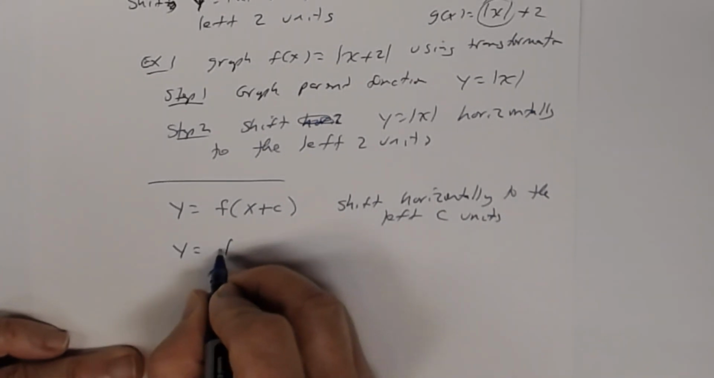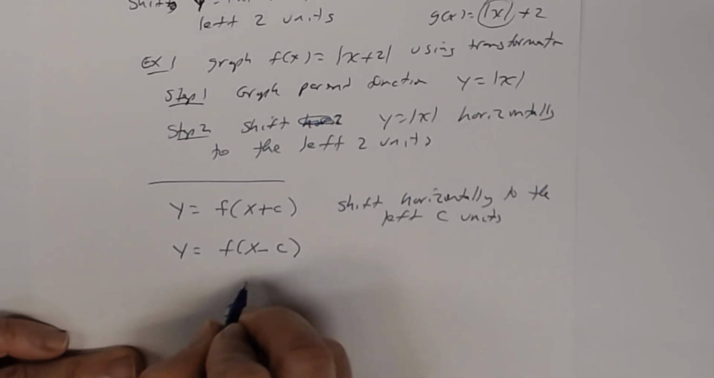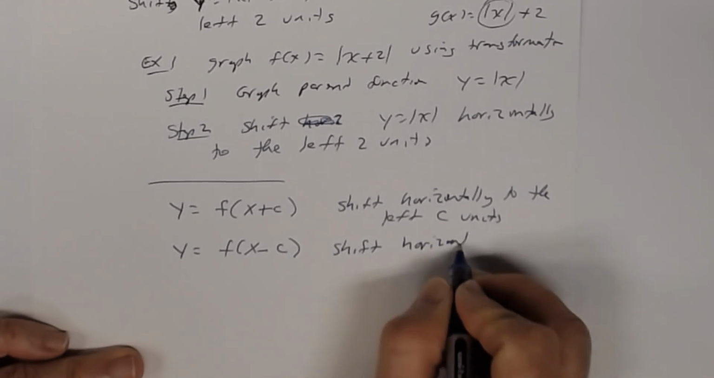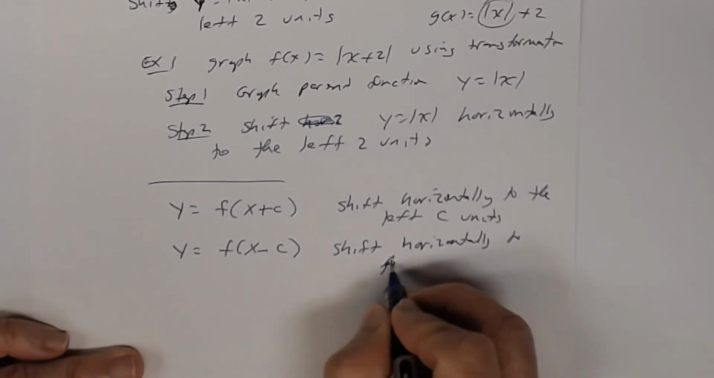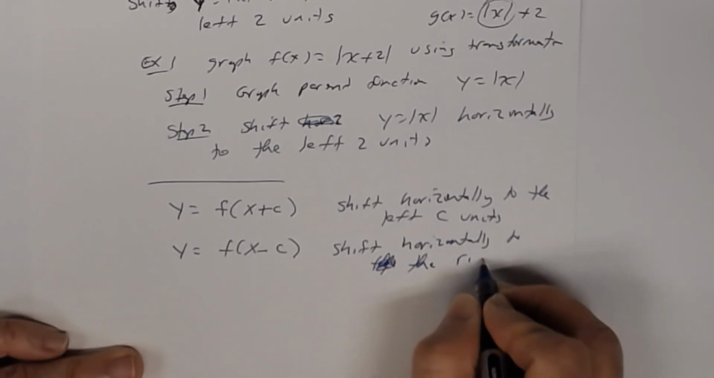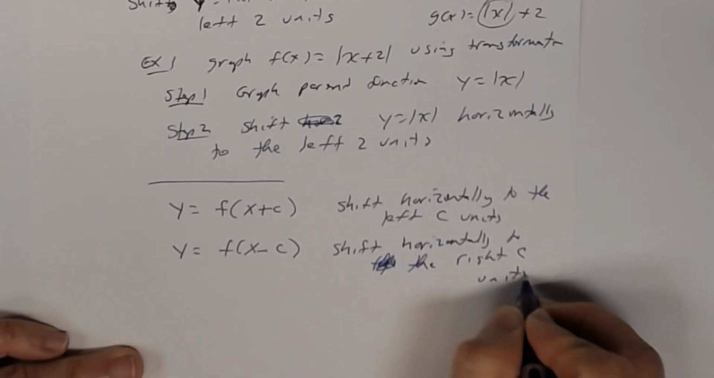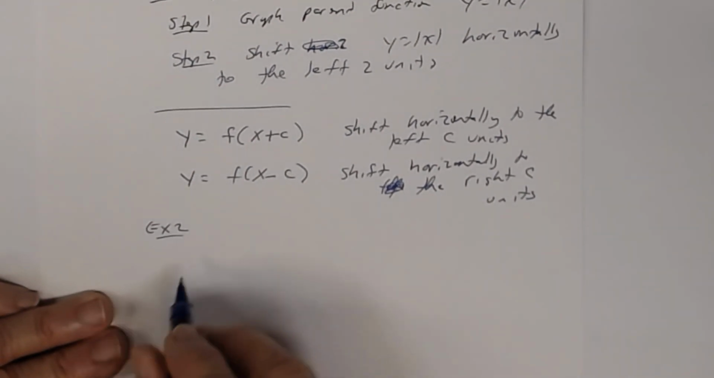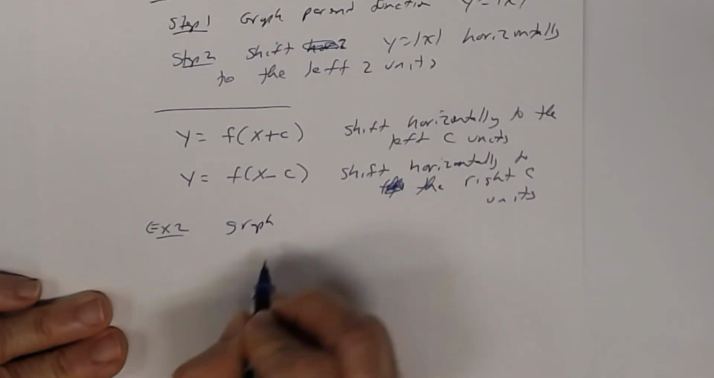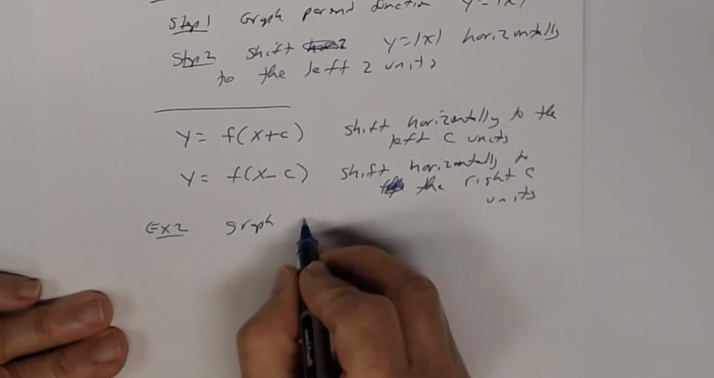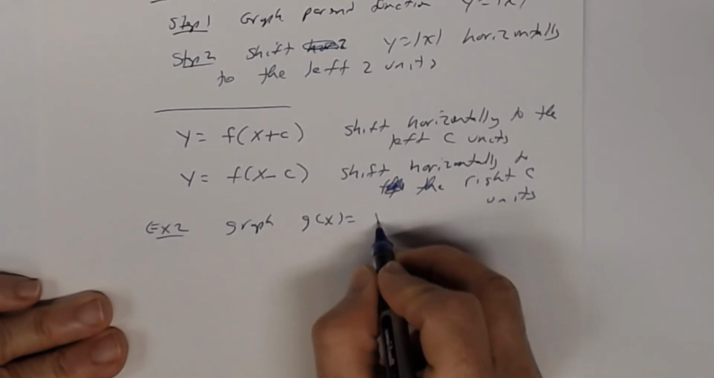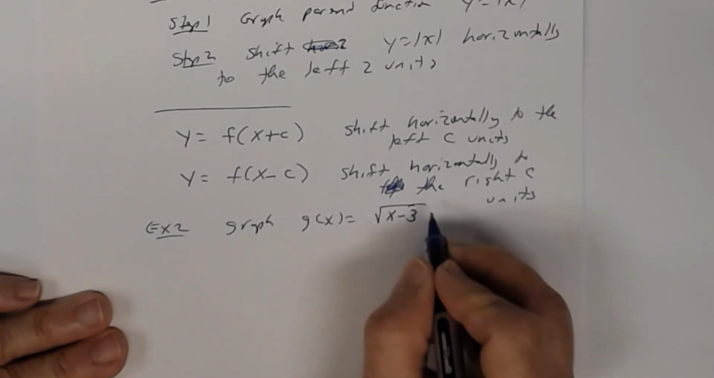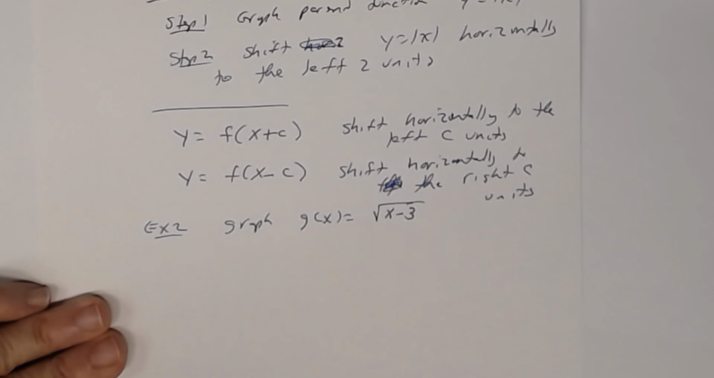If it's y equal f of x minus c, you're going to shift horizontally to the right c units. So for example, let's do example 2. Suppose I want to graph g of x equal the square root of x minus 3.